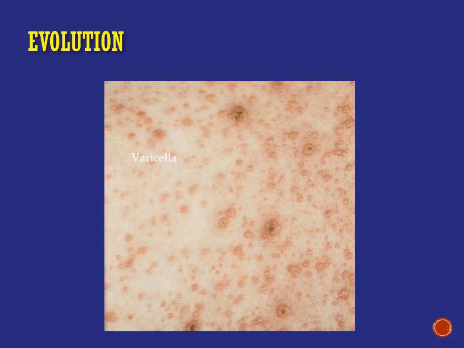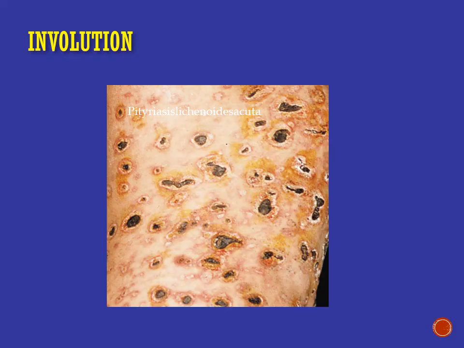When one lesion succeeds another in a series of crops, this is known as the evolution of the lesion. An example is varicella or chickenpox, which shows lesions in various stages of evolution. For example, it starts as a papule, then becomes an intact vesicle, then the vesicle will erupt, causing necrotic centers. When lesions disappear, this is known as the involution. It can have ulcers, eschars, and scars. An example is seen in pityriasis lichenoides acuta.